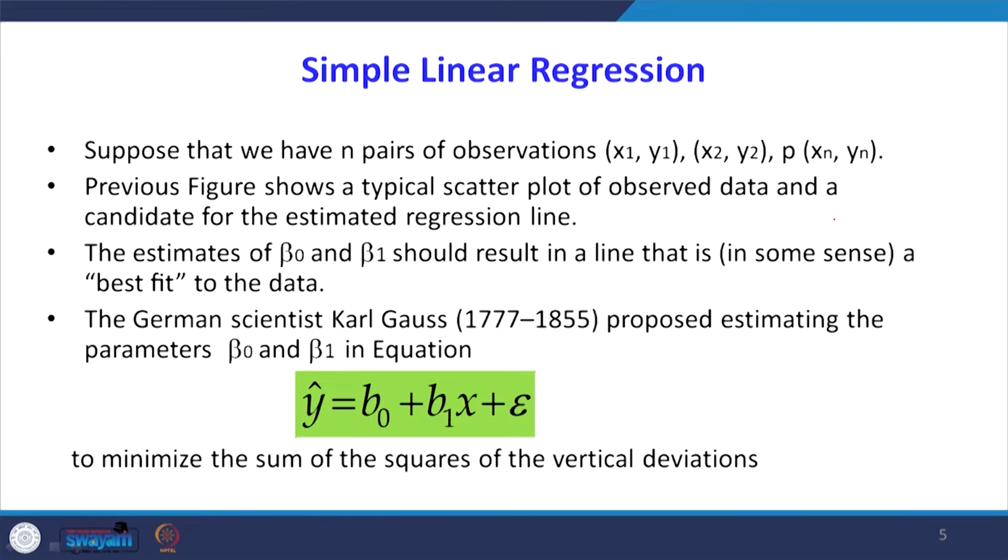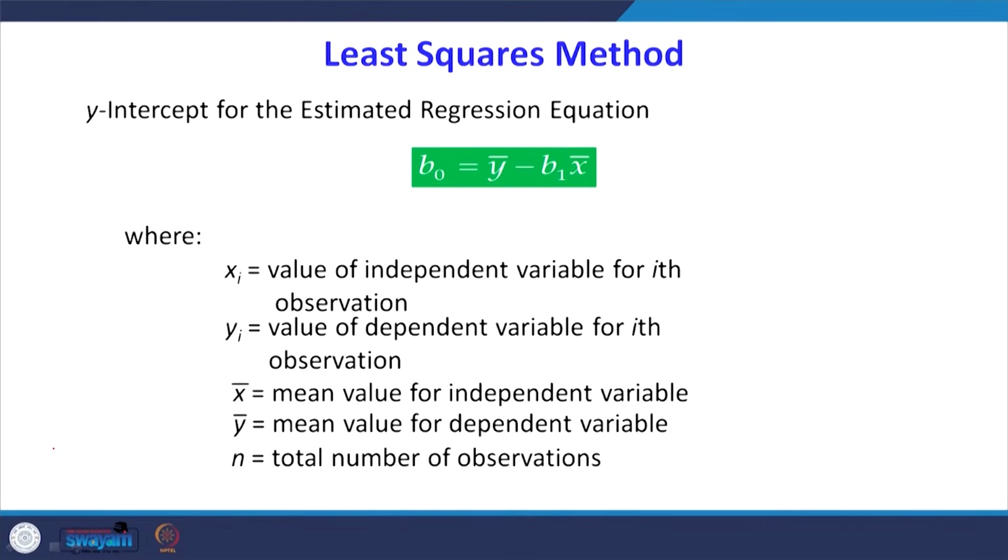So what is simple linear regression? Suppose that we have n pairs of observations, say x1 comma y1, x2 comma y2, like this up to xn comma yn. Previously we have seen the formula for slope. Now the formula for y-intercept is b0 equal to y bar minus b1 x bar. I have already explained how this formula came. Here xi is the value of the independent variable for the ith observation, yi is the value of the dependent variable for the ith observation, x bar is the mean value of the independent variable, and y bar is the mean value of the dependent variable.